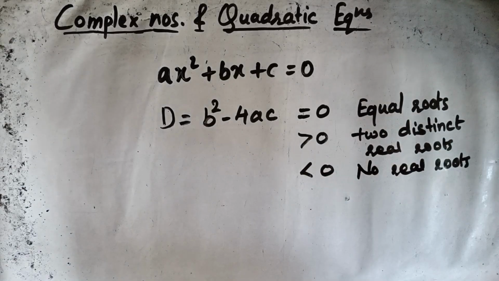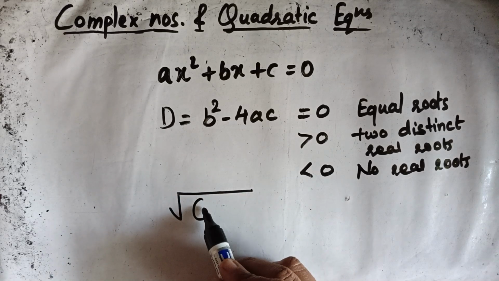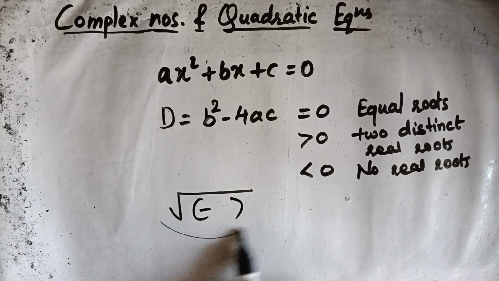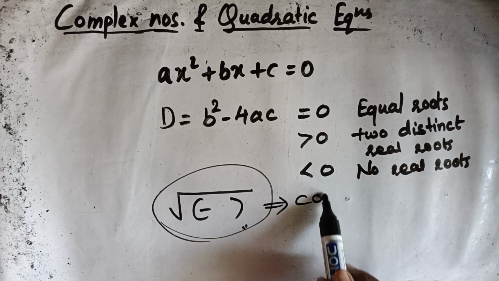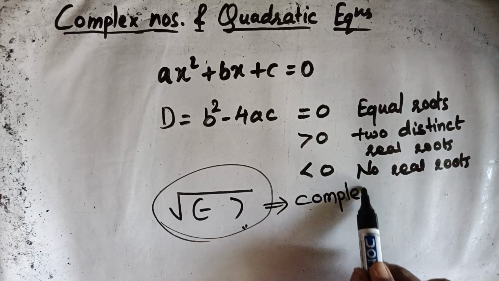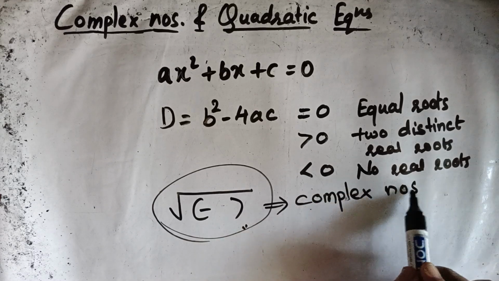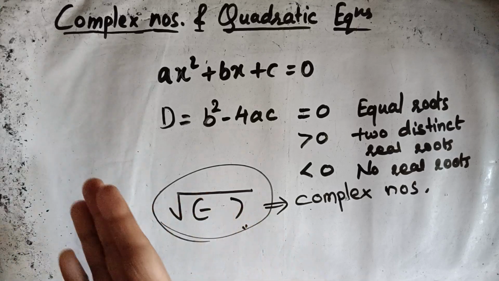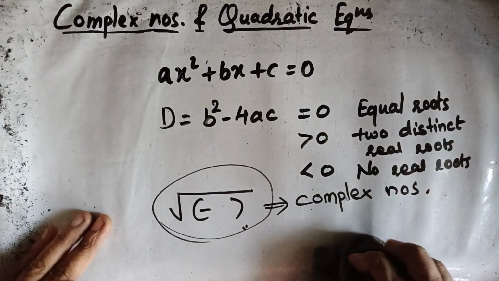That is, we get something like this, root of some negative number. So this number is our complex number. This type of numbers falls into the category of complex numbers. So complex numbers and quadratic equations are linked with each other.